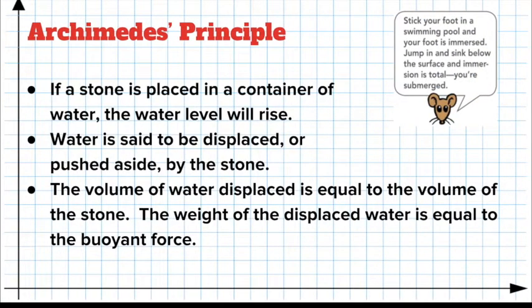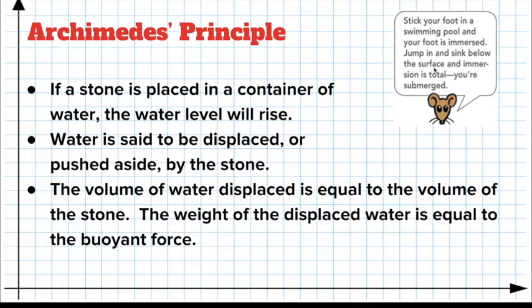So a couple of quick notes. If a stone is placed in a container of water, the water level will rise. We say the water is displaced or pushed aside by the stone. And the volume of that water that is displaced is equal to the volume of the stone. And the weight of this displaced water is equal to the buoyant force.